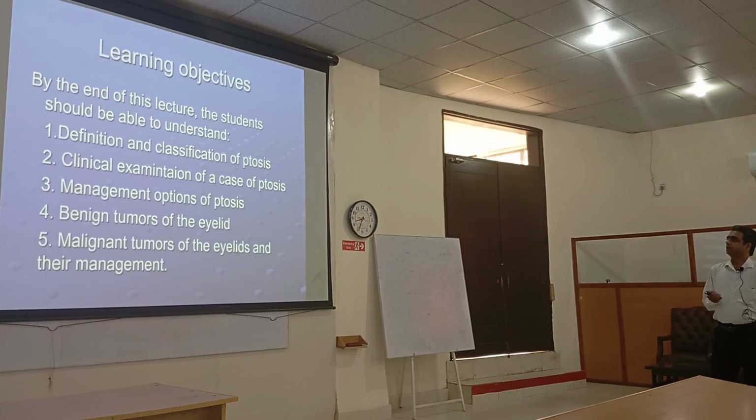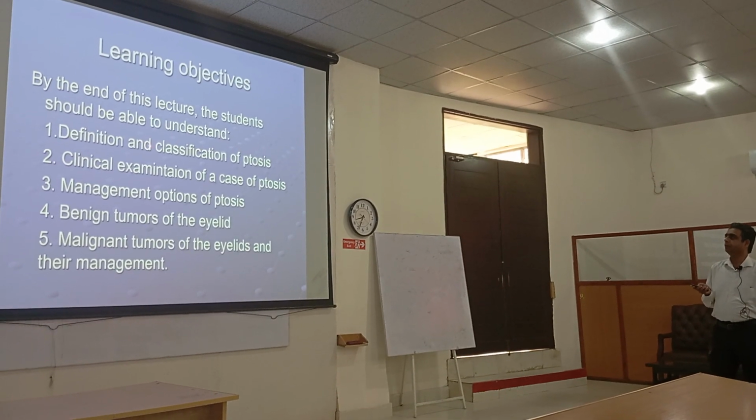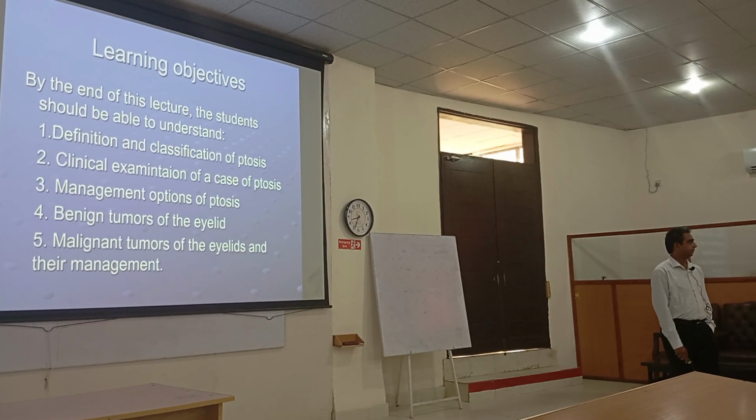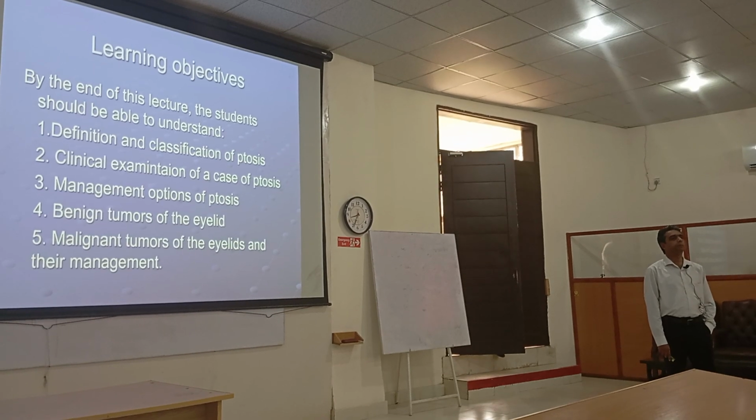By the end of this lecture, the student should be able to understand the definition and classification of ptosis. Ptosis is the drooping of the upper eyelid.